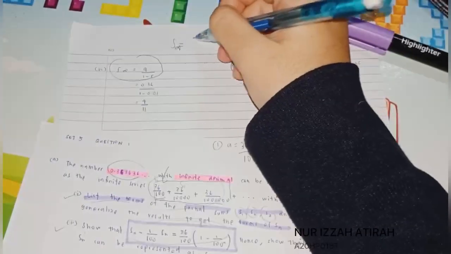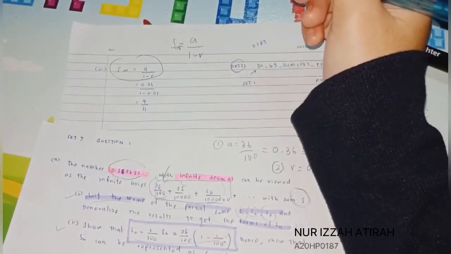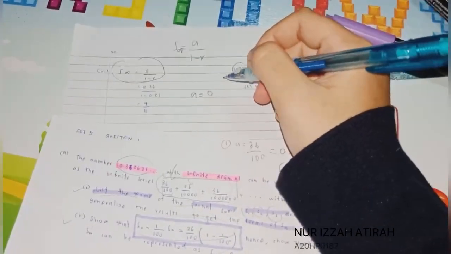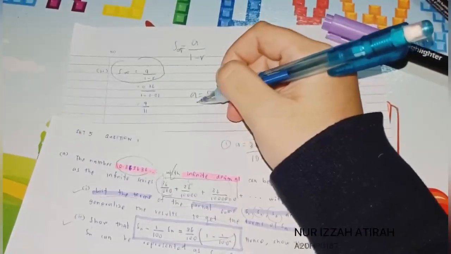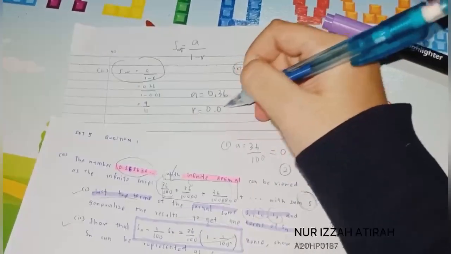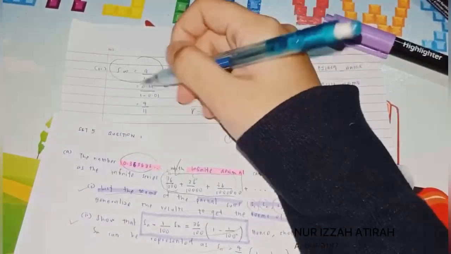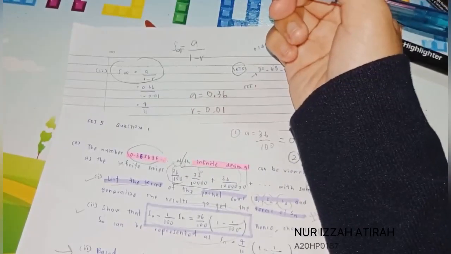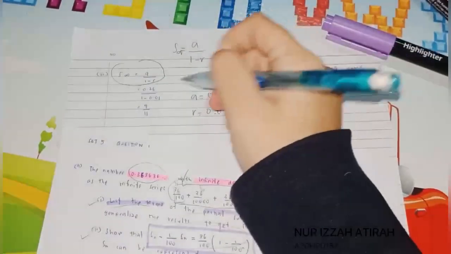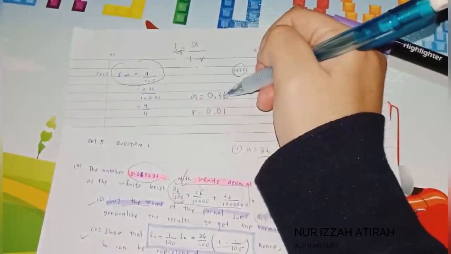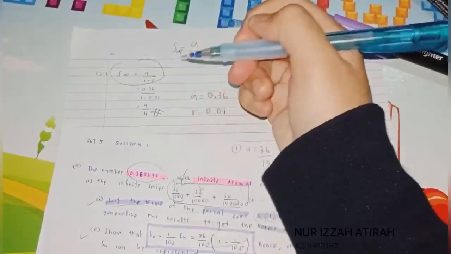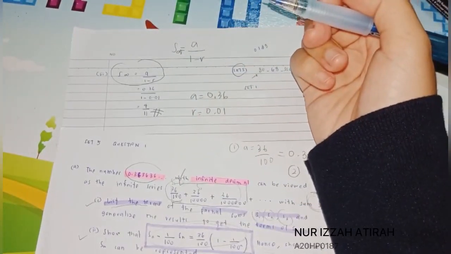So S infinity is equal to A over 1 minus R. Before this we already got the answer for A, right? A is equal to 0.36, and R is equal to 0.01. Now we just need to sub it into the formula, so we will get the answer for the sum of the series in form of rational number. So A is equal to 0.36, so 0.36 over 1 minus R, where R is 0.01. We will get the sum of the series in form of rational numbers. So we got 4 over 11.